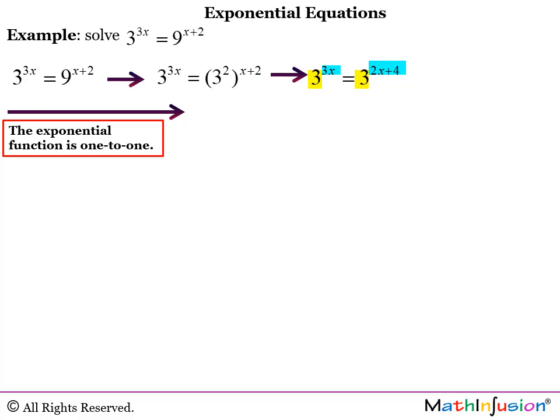I would like to recall that I usually told you that if we have to solve equations, we have to write everything to one side of the equation equals 0. This is not true in two cases. One case is the exponential equation and another one is the logarithmic equation. The reason is that this function is a one-to-one function, which means that if 3 to the power of a equals 3 to the power of b, then a must be equal to b. In this case I get that 3x equals 2x plus 4, and I can solve this easily to get x equals 4.